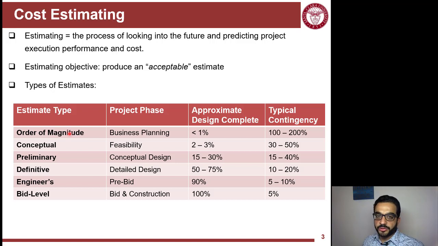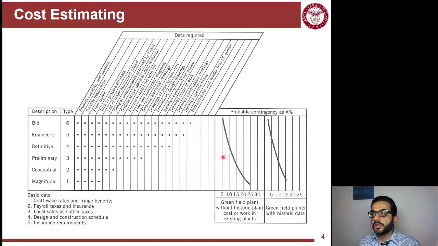But in return, the owner should expect that the error in such an estimate would be like 100 to 200%. So it's a big margin of error here. But the more information the builder will get, the more reliable estimate you will get at the end, until you reach the bid level estimate. And you can see here the specific information that's needed for different levels of estimate.